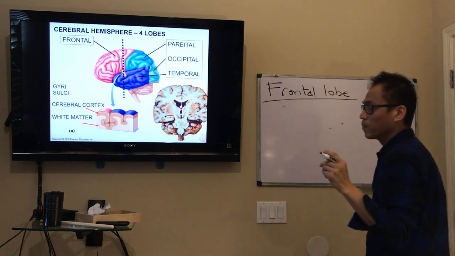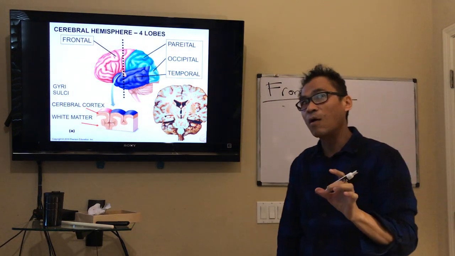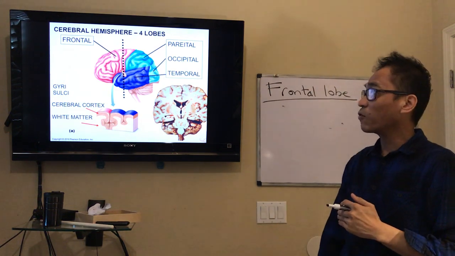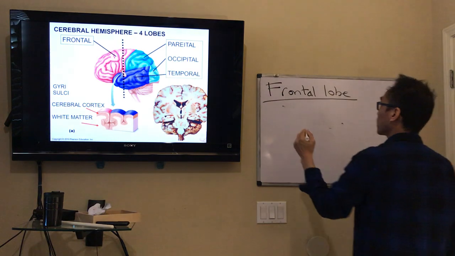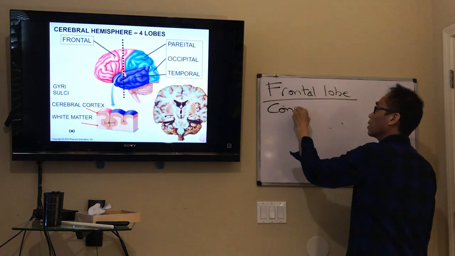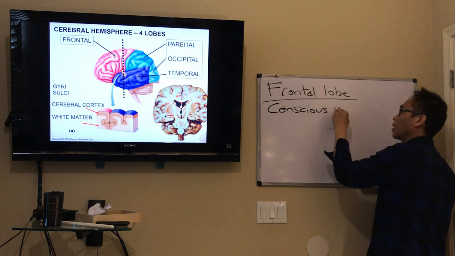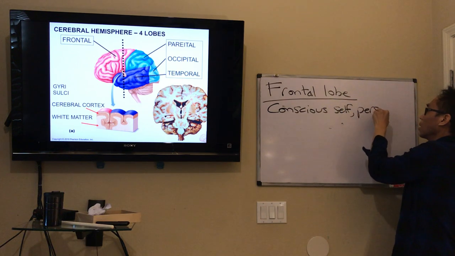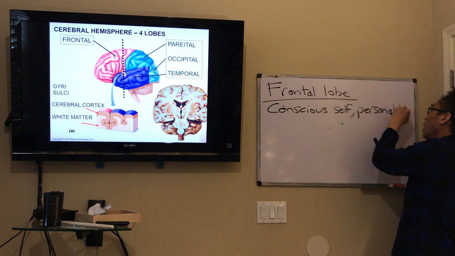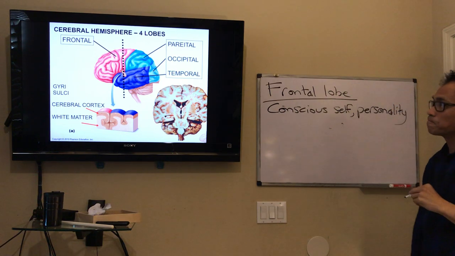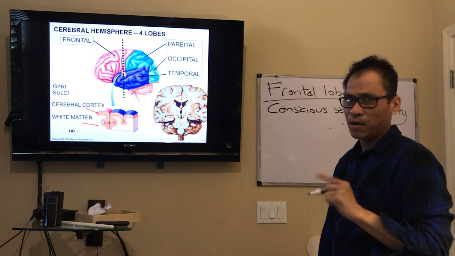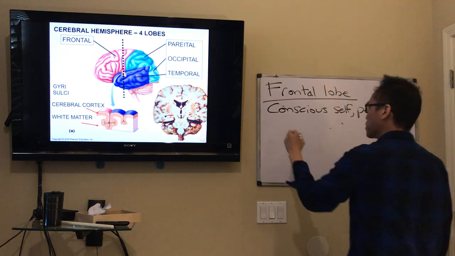The frontal lobe, that's basically your conscious self, your personality lies in that part of your lobe, covered by the frontal bone. There's also a lot of important motor functions there, like an area for motor speech.